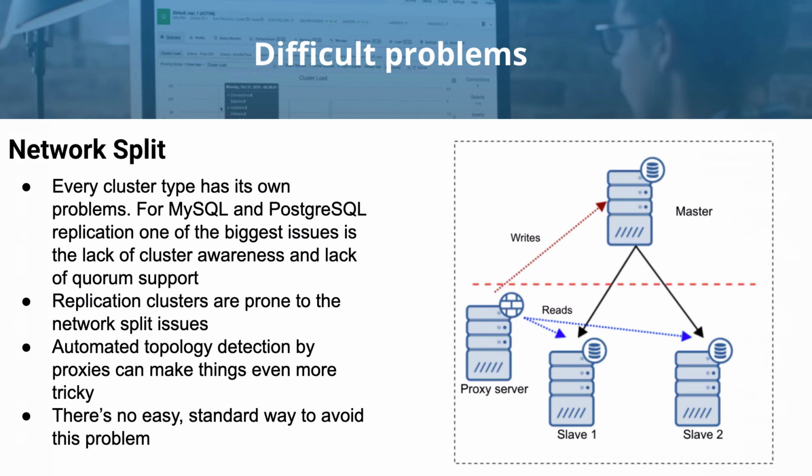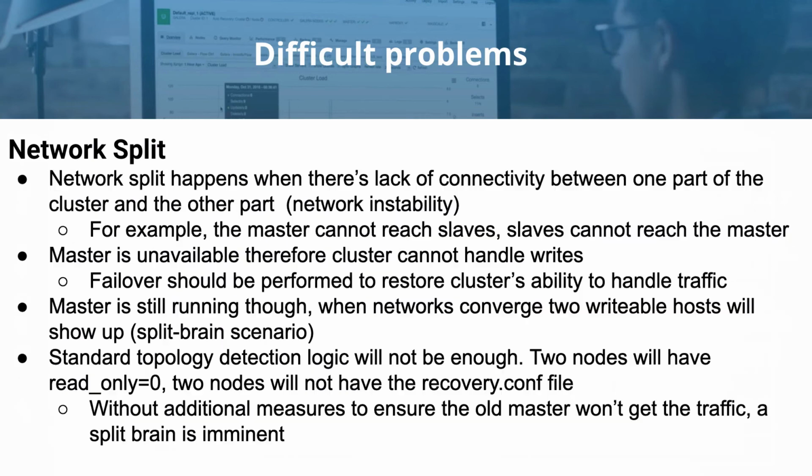Another is network split, or network partition. Every cluster type has its own problems. For example, in MySQL and PostgreSQL replication clusters, one of the biggest issues is the lack of cluster awareness and lack of quorum support. Replication clusters are prone to network split issues, especially if nodes are spread into different regions. Automated topology detection by proxies can make things even more tricky. There's no easy standard to avoid this problem.